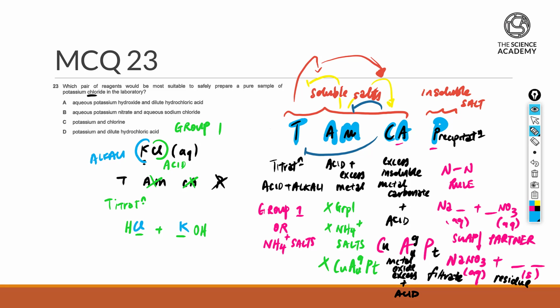So in A, this is the pair of reagents that we will be using in order to create potassium chloride safely in a lab setting. So although we could have used acid plus metal, this is quite explosive because of group 1's reactive nature. So we should not be using D because of this safety issue that is mentioned in this question.